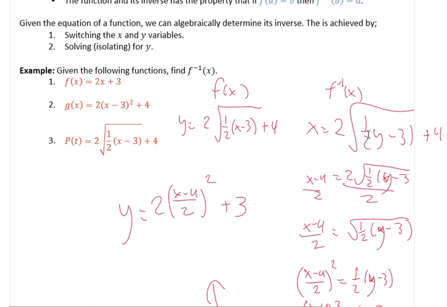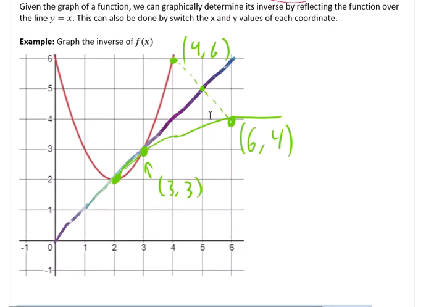So algebraically, you switch x and y, isolate and solve for y. Graphically, you reflect on the line y equals x, or you just take the key coordinates and switch their x and y values.